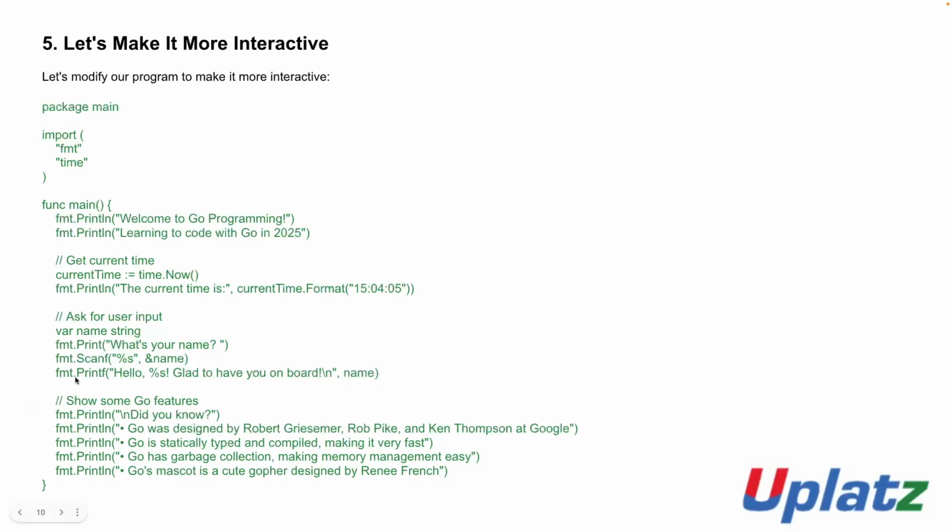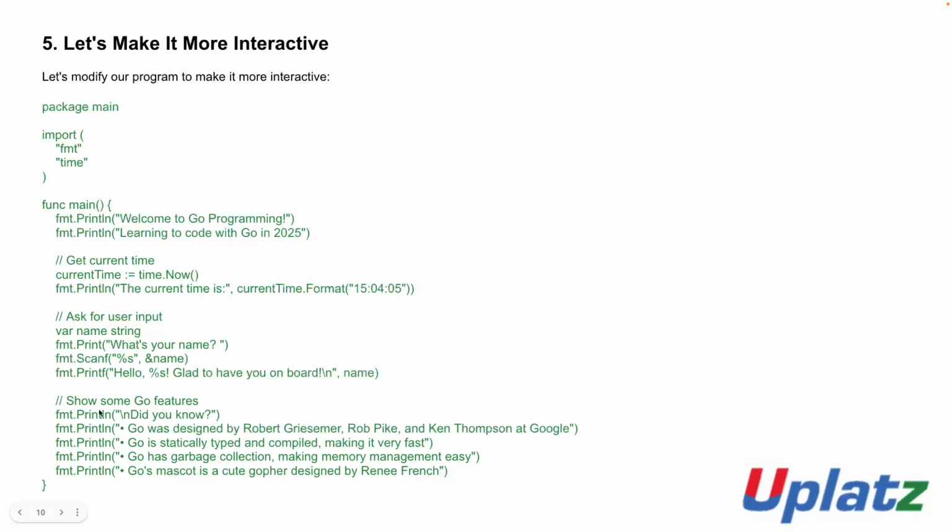Now, fmt.Printf. If you know C or C++, you can understand what Printf does. It does the same thing, and it prints a string, and within the percent symbol, suppose %s, it takes that name parameter here. It's a string parameter. This one: "Glad to have you on board." \n means it goes to the next line.